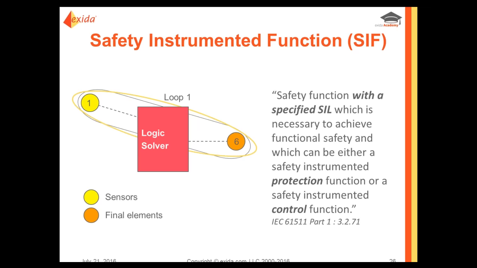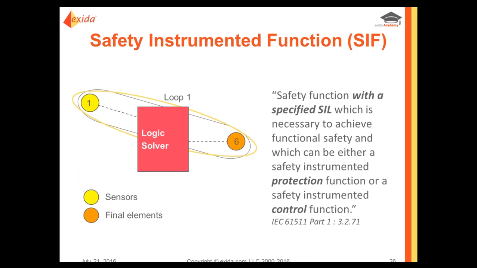When we look at safety instrumented systems, we also need to understand what a safety instrumented function is. A safety instrumented function is a safety function with a specific safety integrity level, or SIL, which is necessary to achieve functional safety, and which can be either a safety instrumented protection function or a safety instrumented control function. And only a SIF can have a safety integrity level assigned. We do not assign SIL to other safety devices like maybe a check valve or a relief valve.